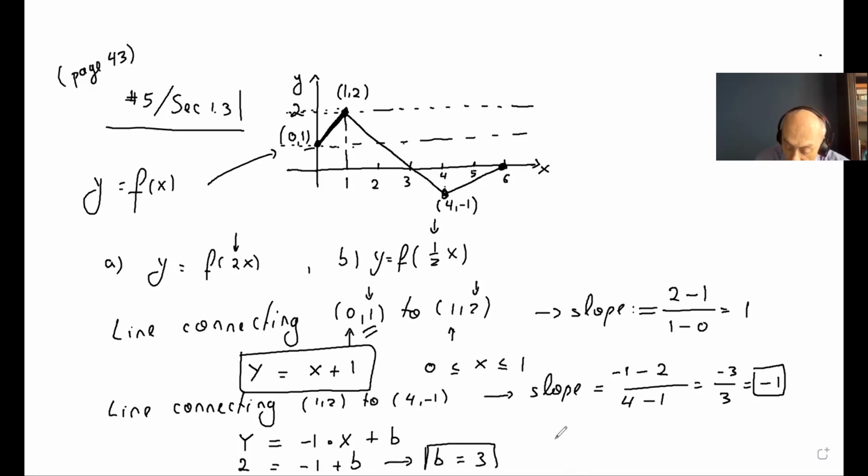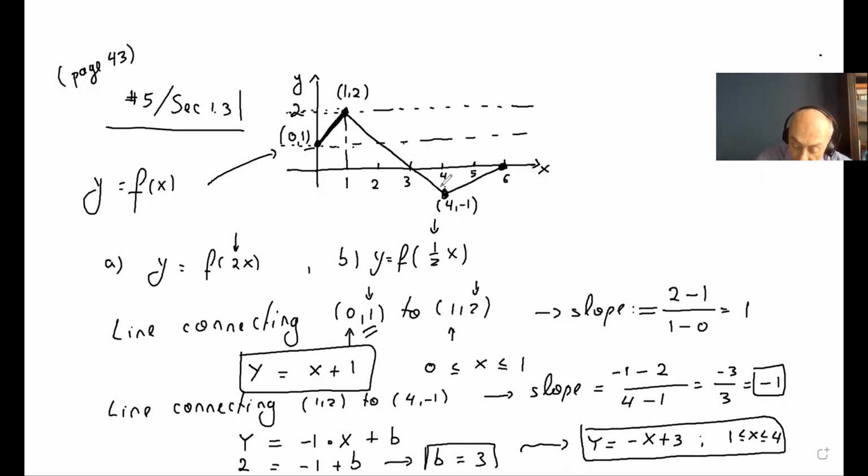So the equation of the line is y equals -x plus 3, where x is between 1, less than or equal to x less than or equal to 4. So this is the equation of the second segment on the graph. And I have one more, but I don't have much room to write on this page. So I'm going to move a page and calculate there. Just remember that the last segment here connects (4, -1) to (6, 0).